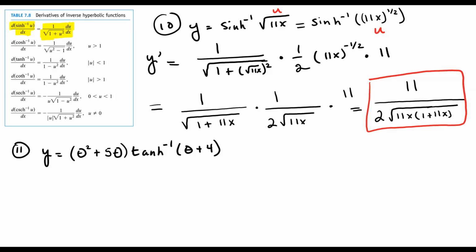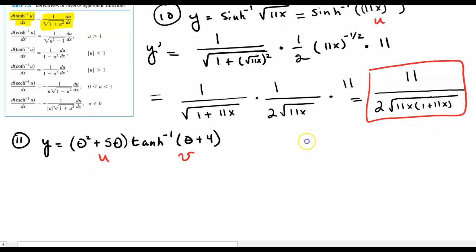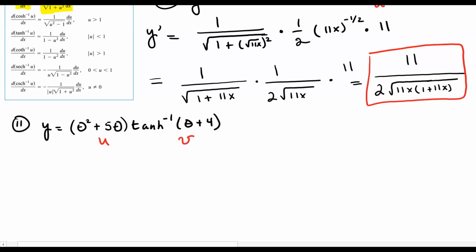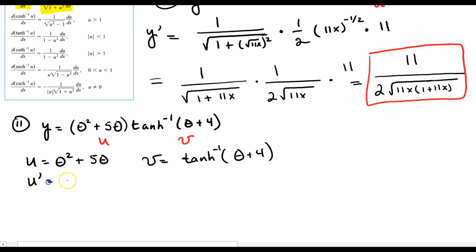All right, so let's take a look here. We've got our u and our v. So if I write out u equals theta squared plus 5 theta, and v equals the tanh inverse of theta plus 4, I can find my u prime very quickly. This is 2 theta plus 5, straight up power rule. The v prime is a little bit more challenging, but we've got this table that we can reference.